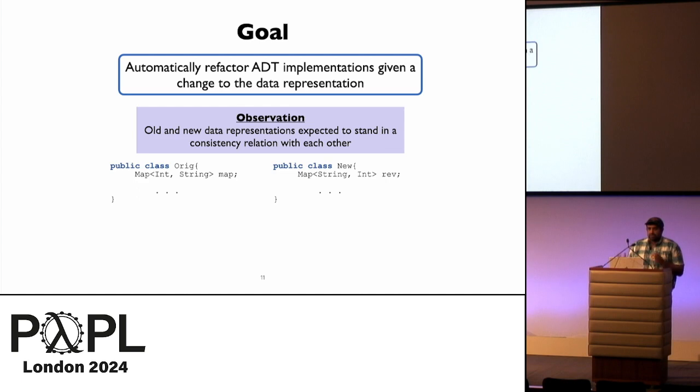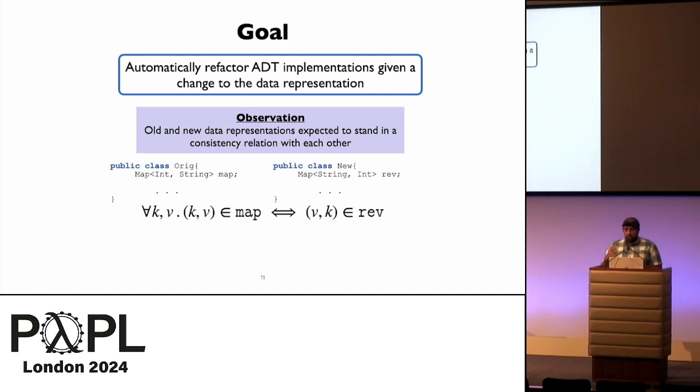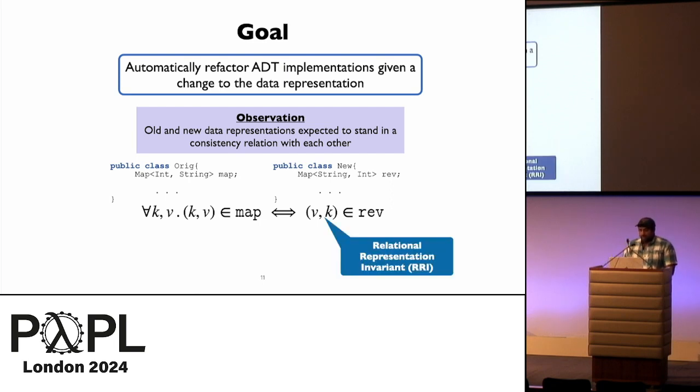For example, suppose you took the implementation on the left, which is a hash map from ints to strings, and the new one actually just tracks the inverse mapping. Then we would expect the following relation to hold between these two representations, where for every key value entry in the original map, there's a corresponding value key entry in the reverse, and vice versa, right? And we refer to these kind of invariants as a relational representation invariant, because it holds between the two implementations.